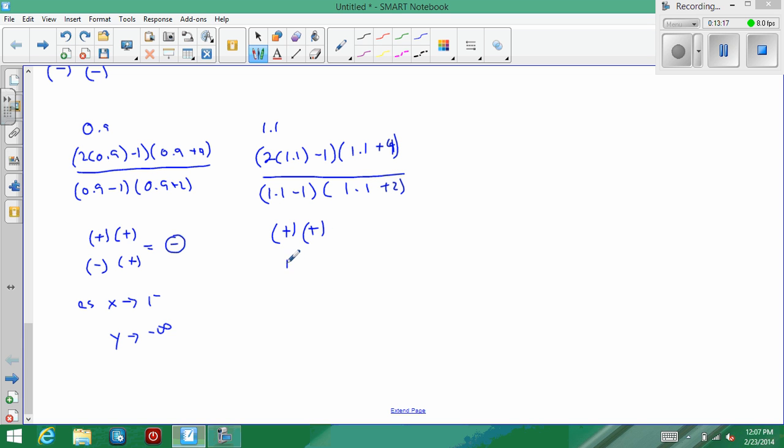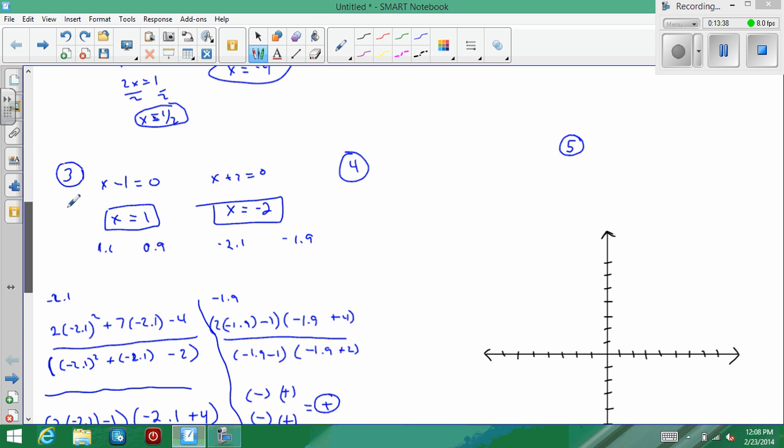1.1 minus 1 is positive. 1.1 plus 2 is positive. All positives is a positive. So as x approaches 1 from the right, positive. So because 1.1 is to the right of 1, y is approaching positive infinity. Okay, so we've got all that. We've got to keep that in mind here when we do our graph.